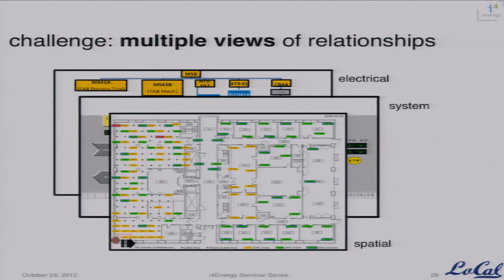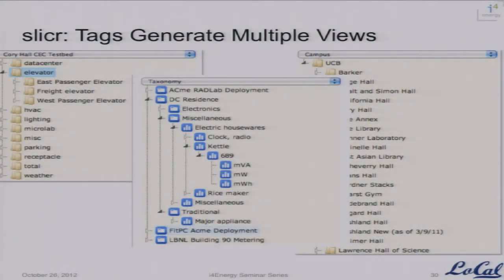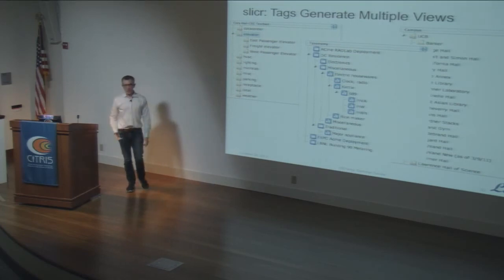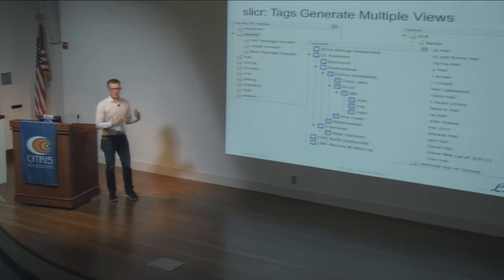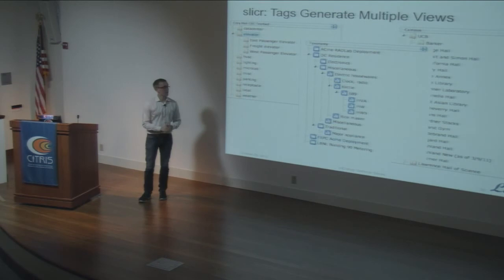And so what we've tried to do in the plotter is give people a language to create these different views on top of the same underlying time series data. Here are 3 views that are completely different ways of slicing the data. On the left, we have the CEC testbed where we have a very functional view. We have it grouped by data center, elevator, HVAC, lighting, micro lab, things like that. And then you can dive in and see under each of those, well, there are 3 elevators, and then we could dive in some more.